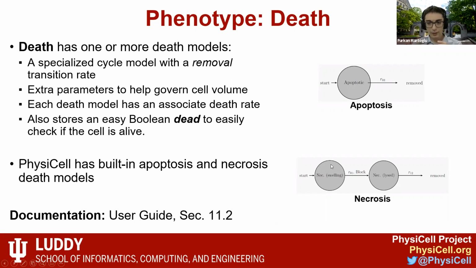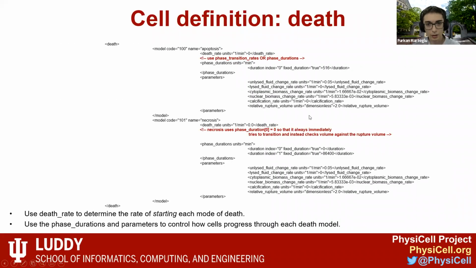And the first one is the necrotic cells. When necrosis occurs, the cells just swell, and after they reach the rupture volume, that is a reference to Aneequa's presentation, they shrink and lyse. This is how we define it. We define the death rate very similarly: you can use the phase transition rate, or you can use the phase duration in the model.